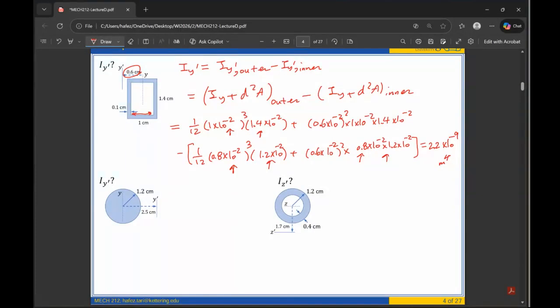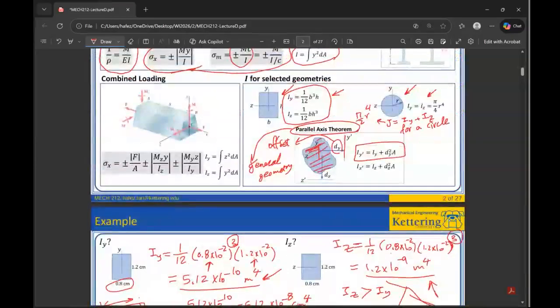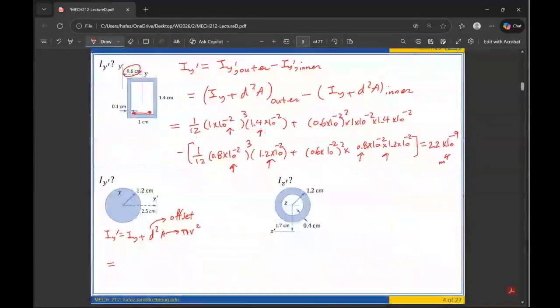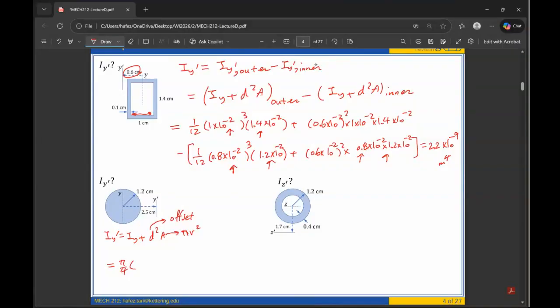All right, no problem. So let's move on to the next one. We're just switching to circles, but ideas remain the same. So I prime, IY plus D squared area, but D is not diameter, that's offset. So make sure you make note of that. An area for a circle, we know that is pi r squared. All right, IY, if we go back to the theory slide, we said it's pi fourth r to the fourth. So pi fourth radius to the fourth.